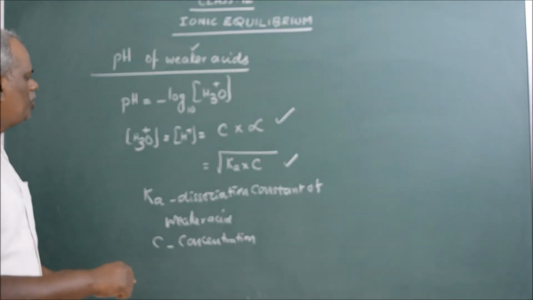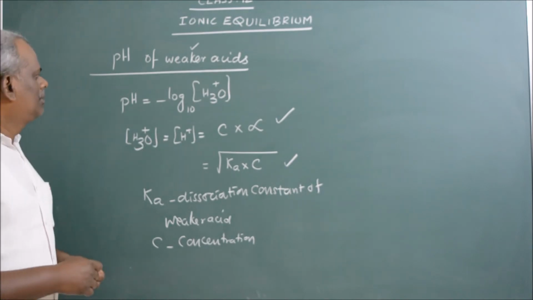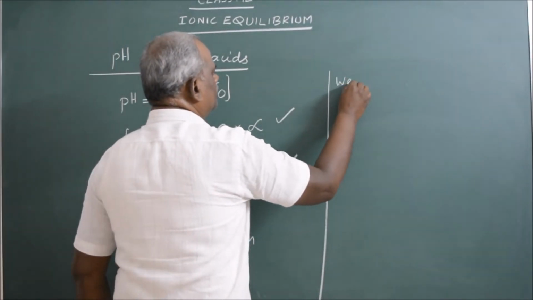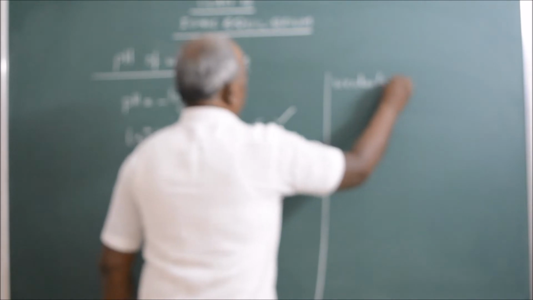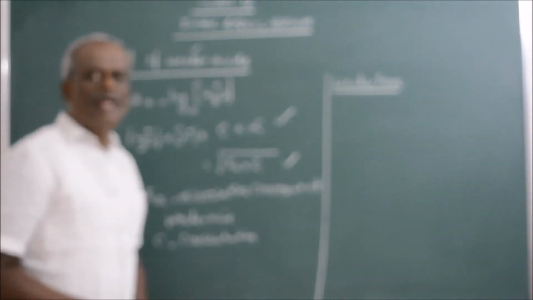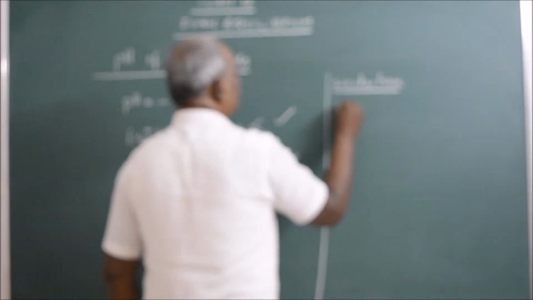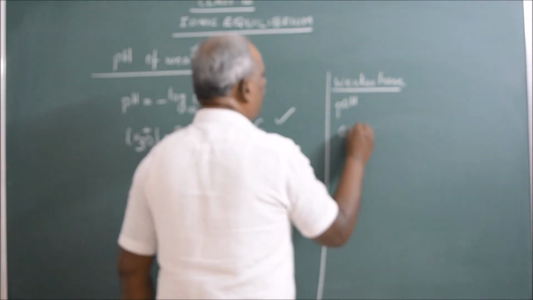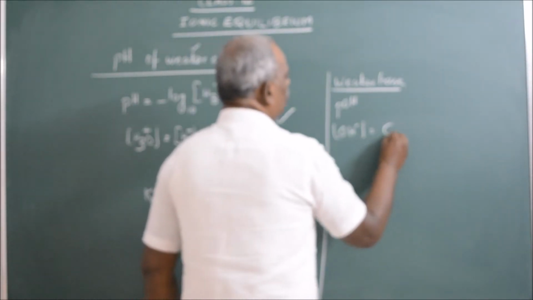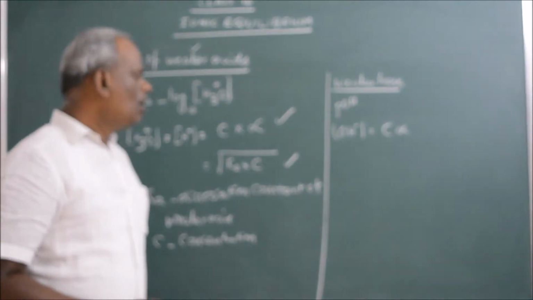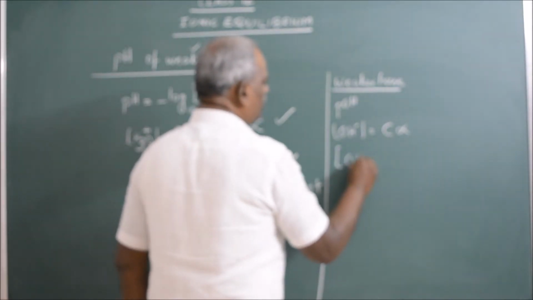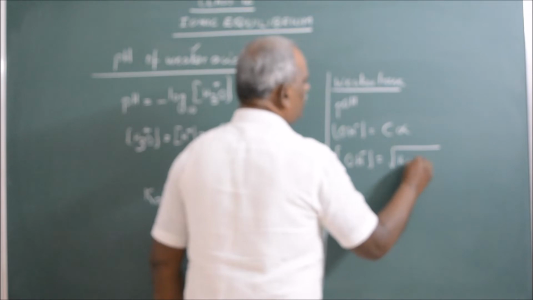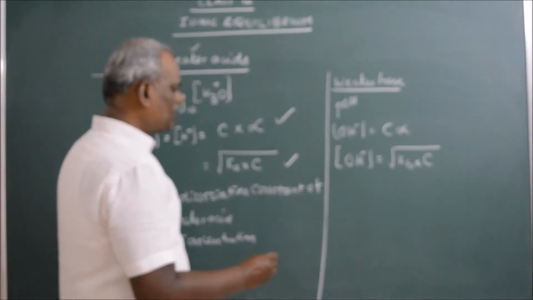So this is the idea by which we can get the hydrogen ion concentration. Suppose for a weaker base, in order to calculate its pOH, the hydroxide ion concentration, OH minus ion concentration, is equal to C into alpha. Or we can say the hydroxide ion concentration for a weaker base would be the square root of Kb into C, where what is called Kb?